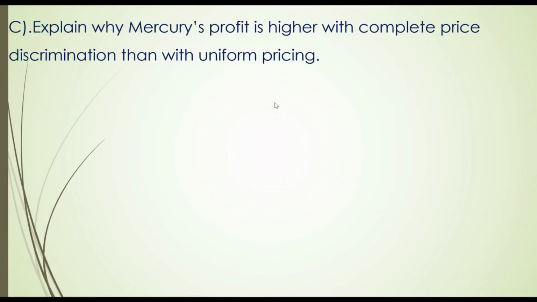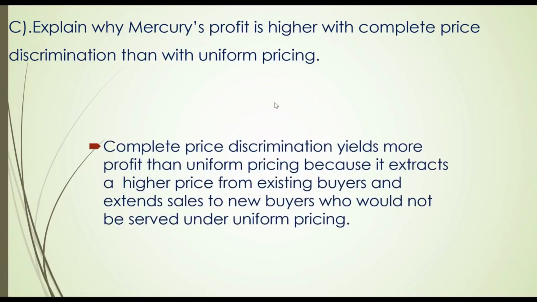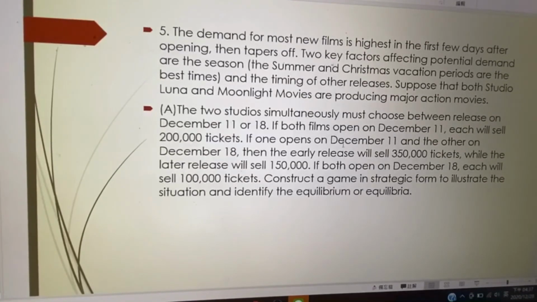And part C, explain why Mercury's profit is higher with complete price discrimination than with uniform pricing. Complete price discrimination yields more profit than uniform pricing because it extracts a higher price from existing buyers and extends sales to new buyers who will not be served under uniform pricing.